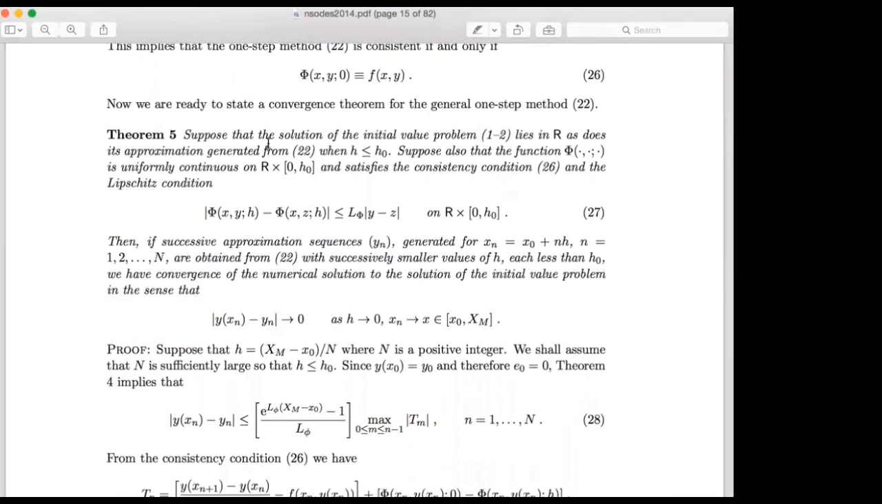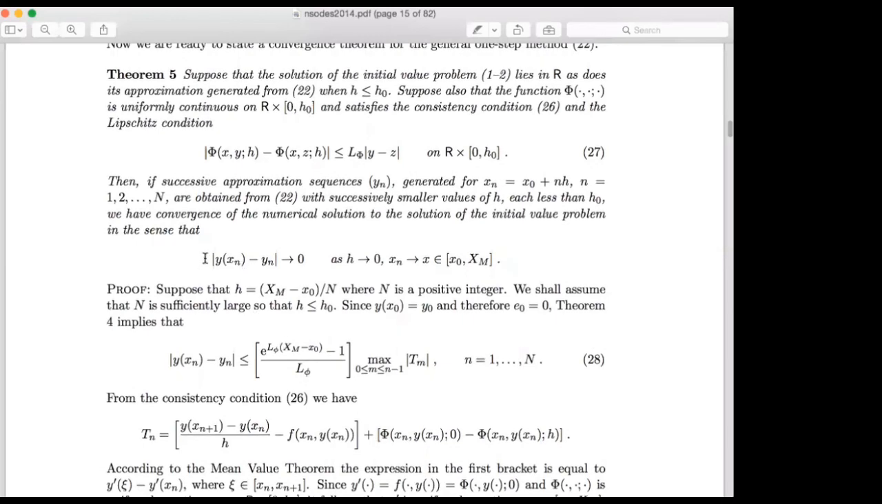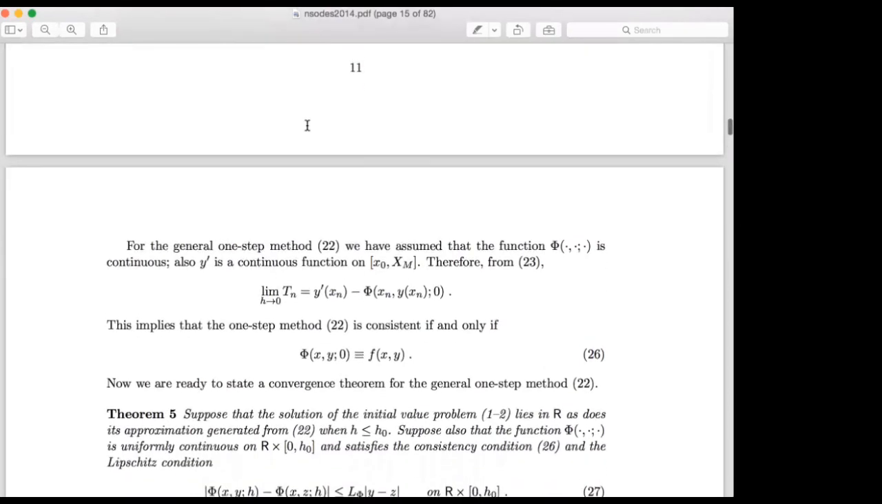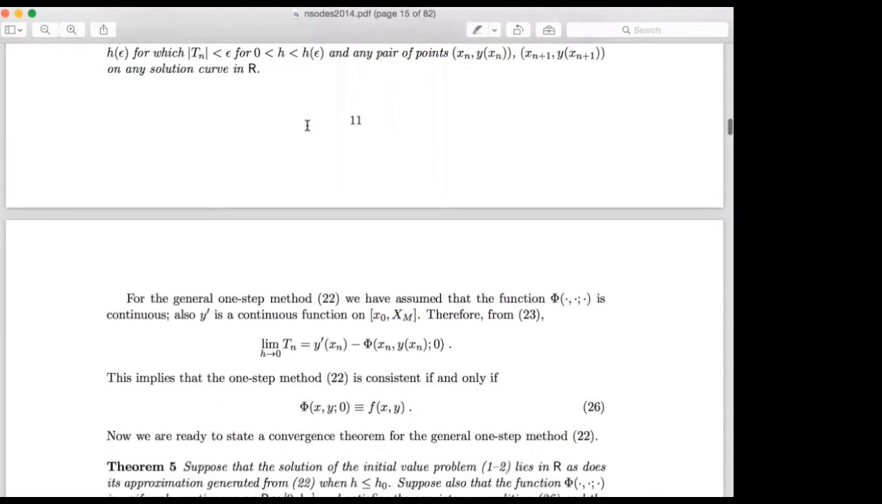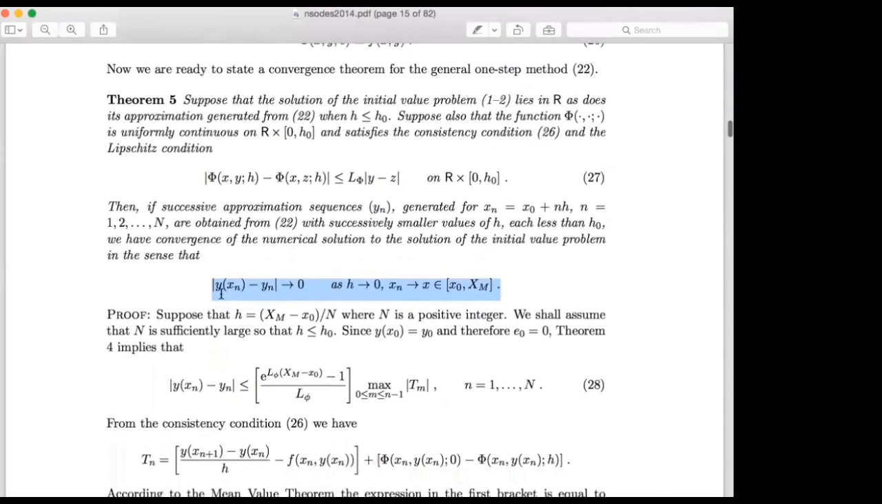This theorem does not tell the convergence. Sorry, this is the definition of consistency. But Theorem 5 gives you the convergence result, because here we are not talking about the Tn, we are talking about En, basically y at xn minus yn. This tends to 0 as h tends to 0 and xn tends to x.